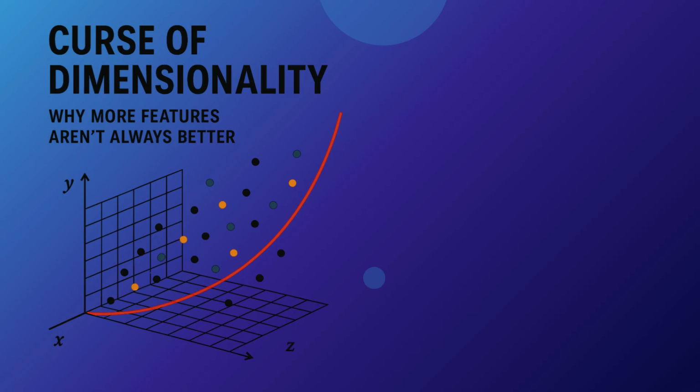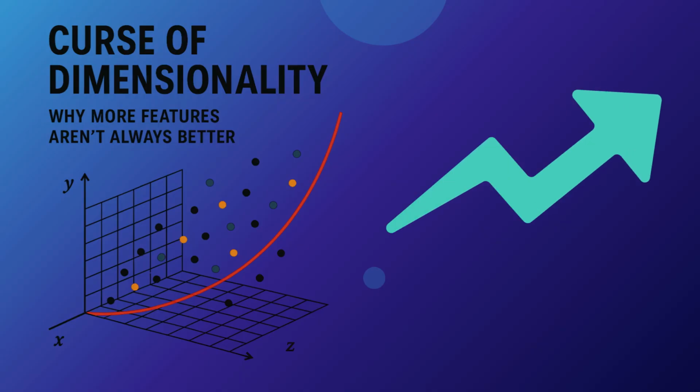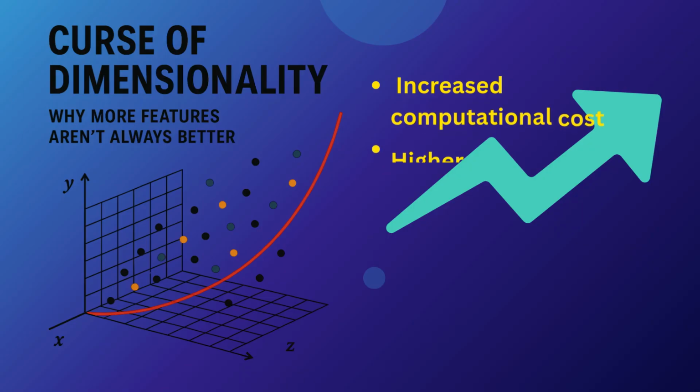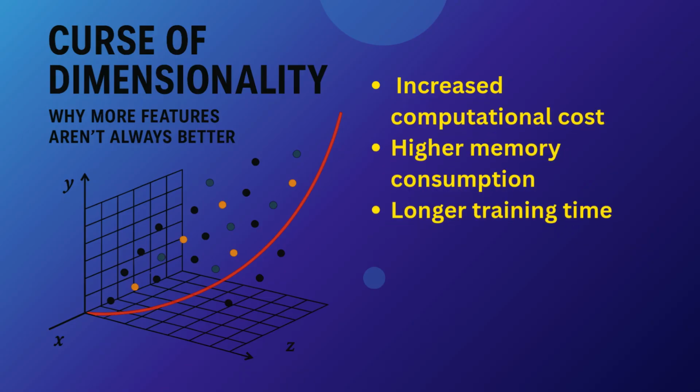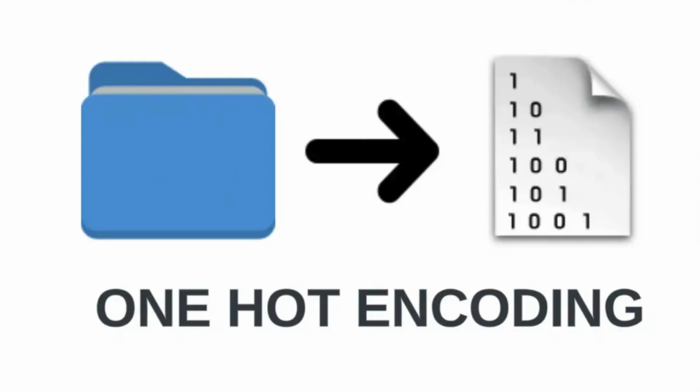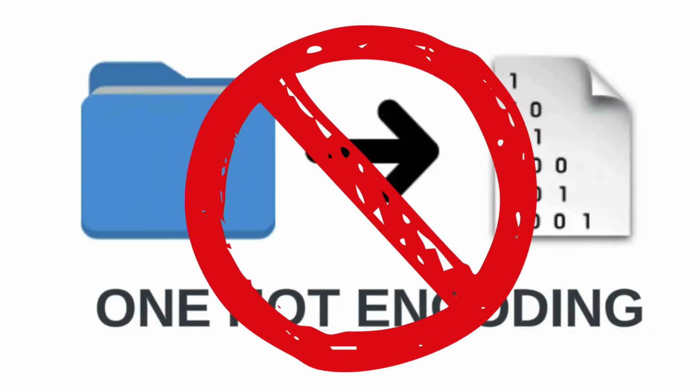And here's the fact: when the number of features increases drastically, the model becomes computationally expensive and can suffer from the curse of dimensionality. Memory usage increases and the training time as well. So, one hot encoding is safe, but it can become very inefficient.